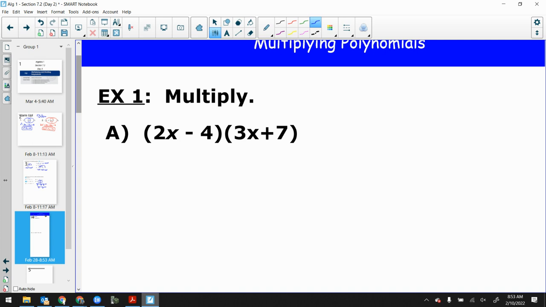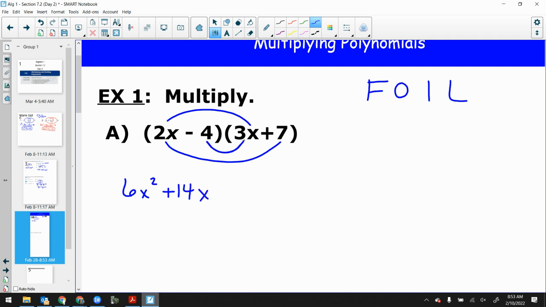All right, let's take a look at this one. Multiply binomial times a binomial. Again, I want to use the FOIL method. So I've got 2x times 3x. Firsts, right? 2x times 3x is a 6x squared. Again, watch out. I see a lot of people just writing 6x. It is 6x squared. Outer, 2x times 7.